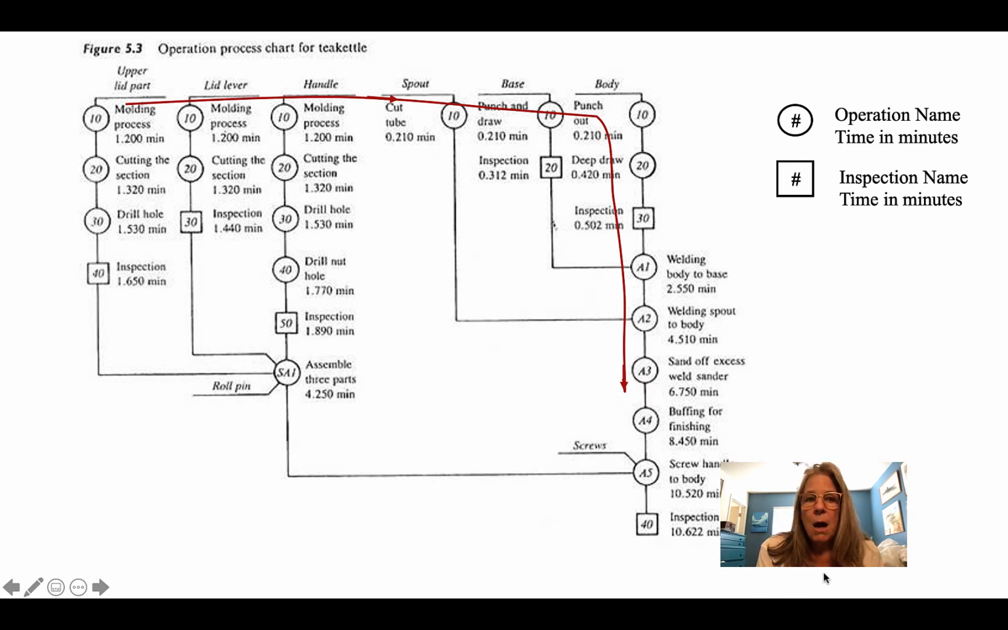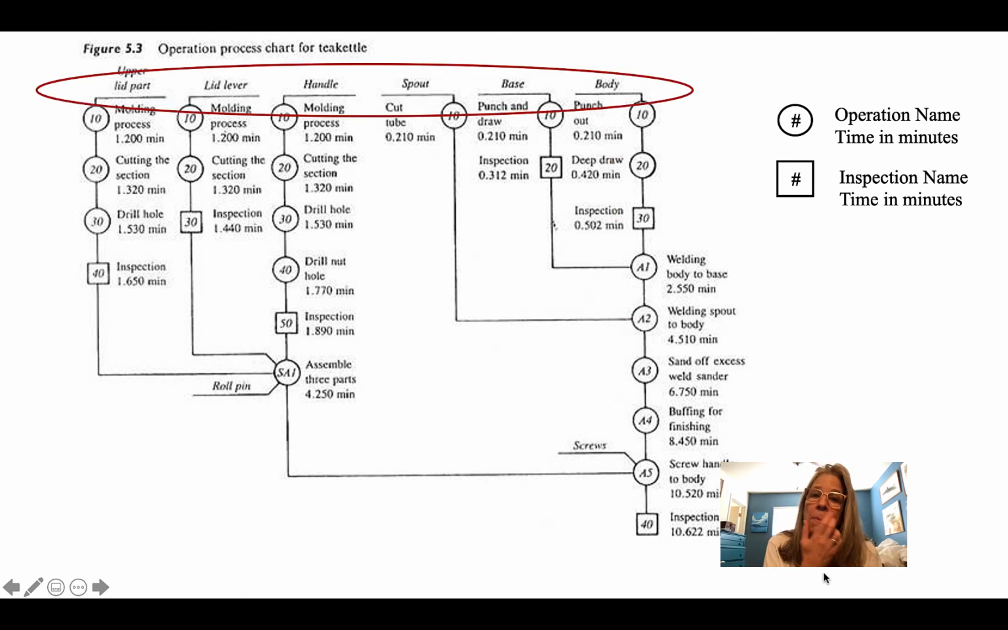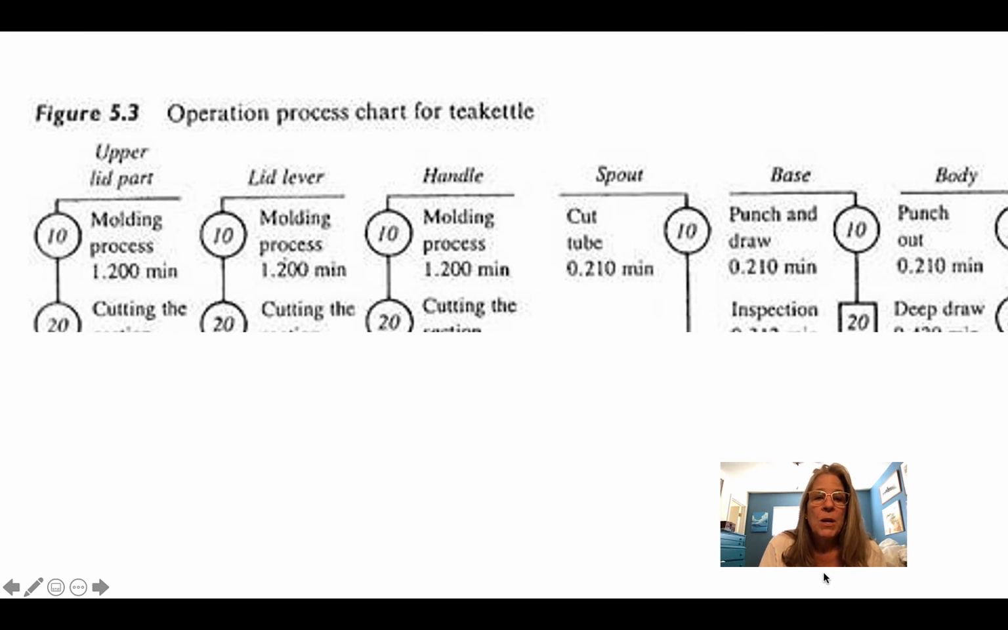Now, when you look at the operations process chart, it really flows from the upper left to the bottom right. And so when you're looking at it, that's how you're going to be looking at it. Across the top is each sub-assembly or sub-part that will be flowing onto the main part. So if we look at this, we can see we have operations in circles and inspections in squares.